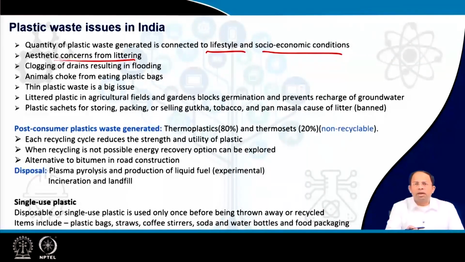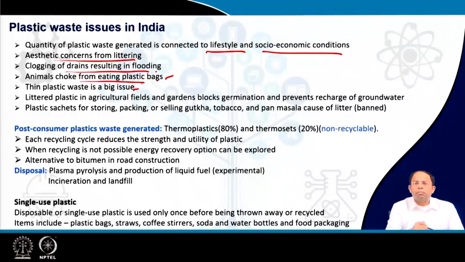For Indian urban areas primarily, we see our roads littered with plastics and so on. Clogging of drains results in flooding. Plastic goes into the drains, people dump the plastic into the drains and the drains get clogged, resulting in flooding. Animals choke from eating plastic bags. Not only in urban areas but also in semi-urban and rural areas, you will find this plastic bag litter all around, and you find cattle grazing on green fields, or even on garbage, sometimes you find animals sitting. So you will find that they sometimes eat this plastic and they can choke and die.